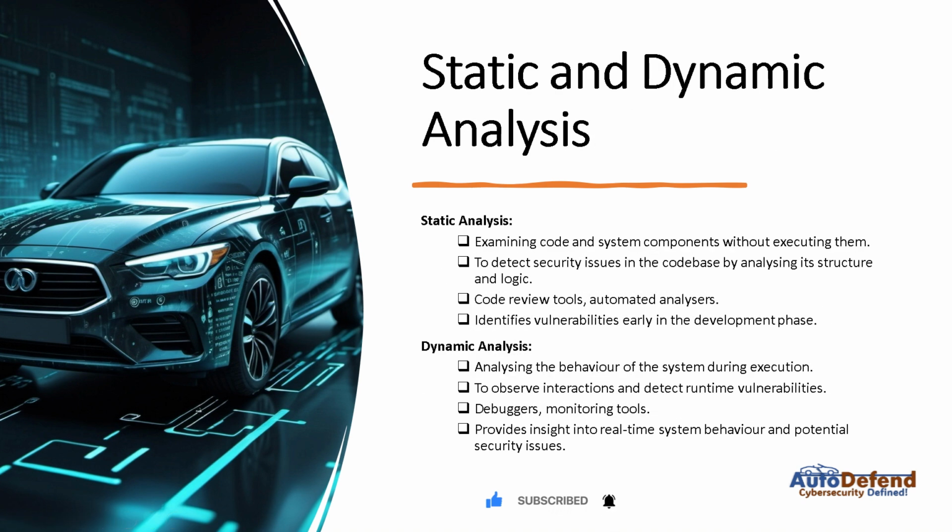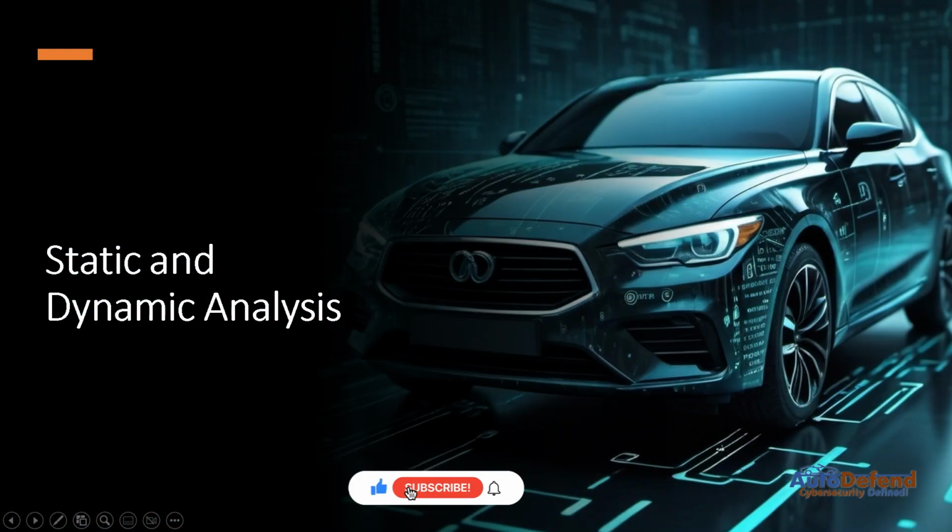So, to recap, we looked at two important types of security analysis. Static analysis focuses on detecting vulnerabilities early by examining code without executing it, which is more efficient for finding structural issues. Dynamic analysis observes the system in action, which helps catch vulnerabilities that appear only during runtime. Both methods are essential for a well-rounded security strategy. We often recommend a combination of static and dynamic analysis to cover both early-stage and runtime vulnerabilities, making the system far more robust.